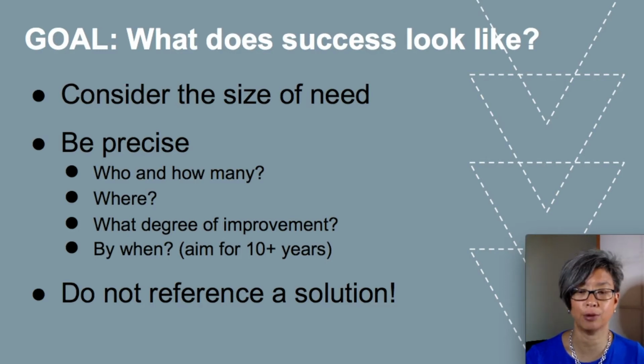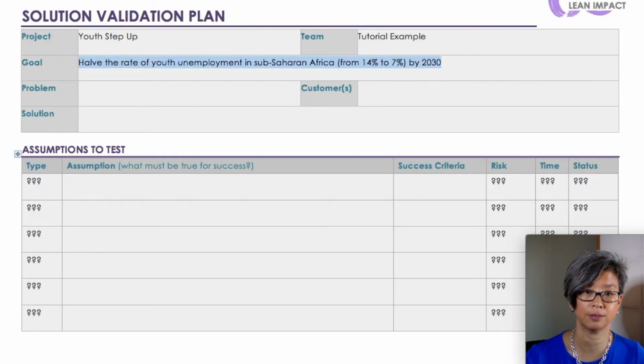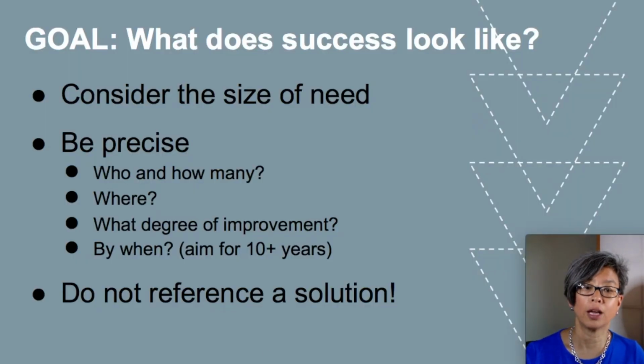So let me give you an example. For the purposes of this tutorial, I'm going to focus on the issue of youth unemployment in Africa. People have called the situation a ticking time bomb, given the youth bulge and the high levels of unemployment. So on my worksheet, I filled out my goal here of having the rate of youth unemployment in sub-Saharan Africa from 14% today to 70% by the year 2030. So I encourage you to hit pause on the video now and think about what your goal is and fill that in on your worksheet, and then let's come back.